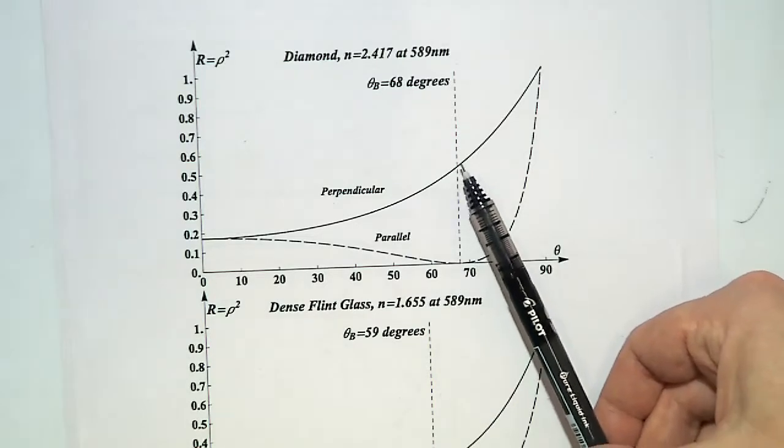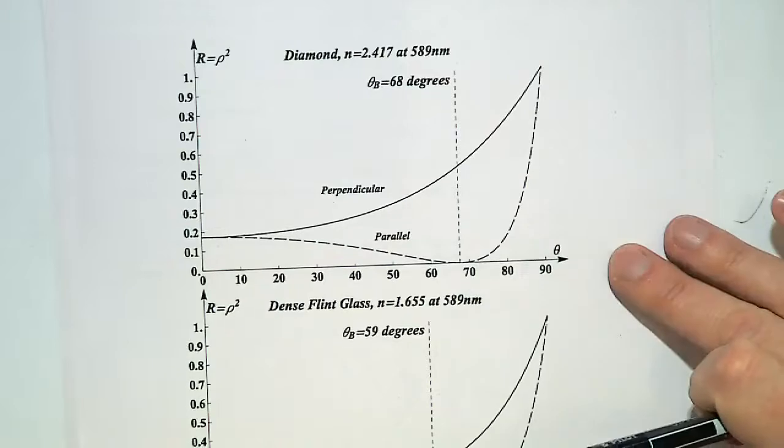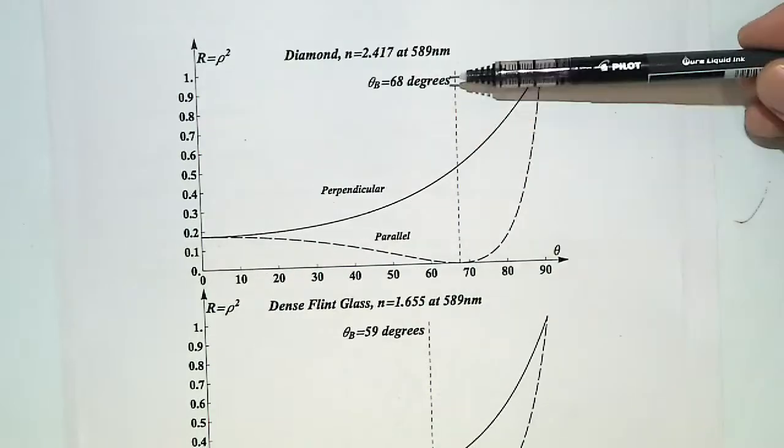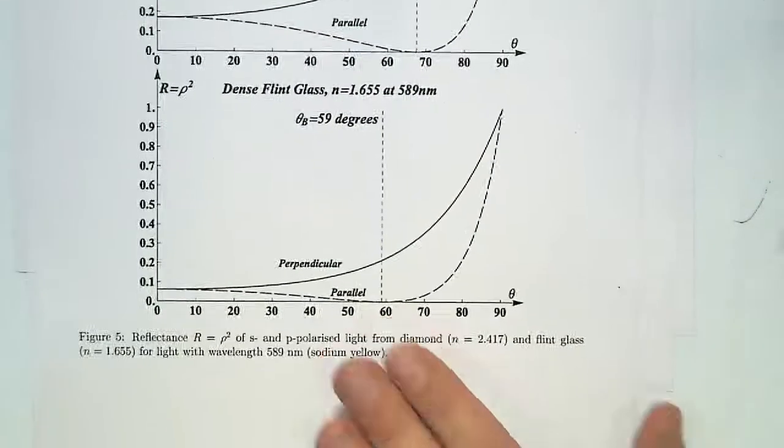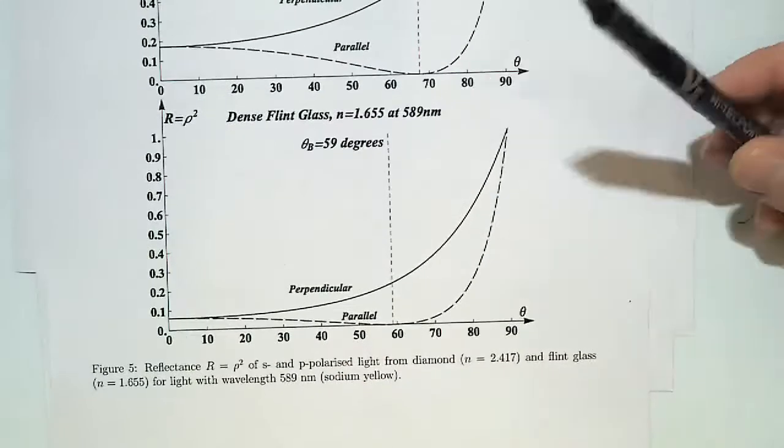It's only S polarized. Okay? And that occurs here at 68 degrees. Now for a different refractive index, the Brewster angle, of course, occurs at a different angle.